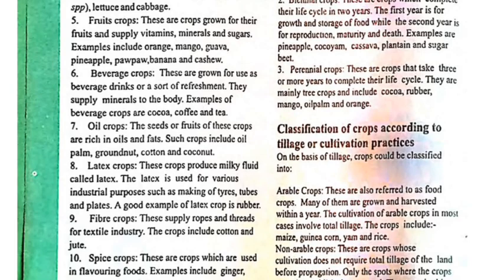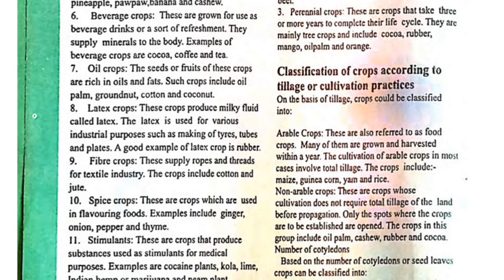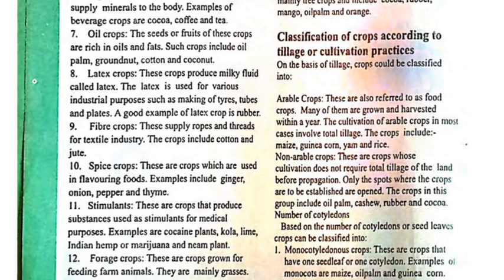Now, according to tillage or cultivation practices, you can classify crops into arable and non-arable crops. Now, there are some crops that you want to plant. You have to till the ground. You have to use your energy. But there are some that you would want to plant. You will just dig your hole, clear 1 or 2 meters away from that point and plant what you want to plant. Plus, there are some that you plant in group and you have to till the ground, right? So that's what we are looking at here.